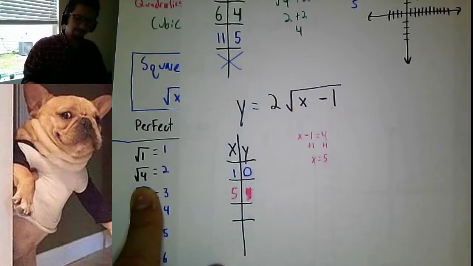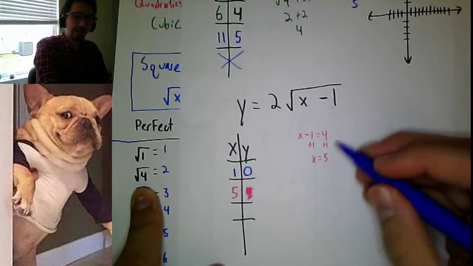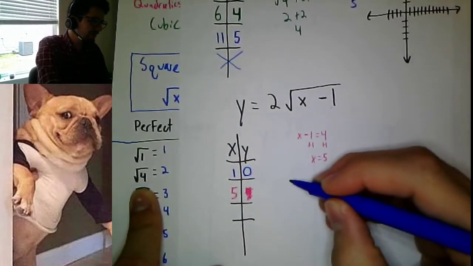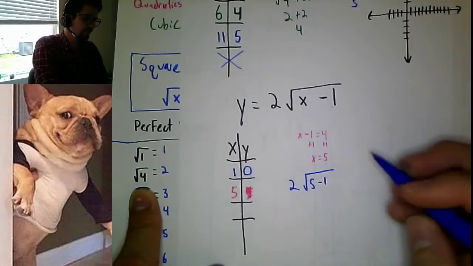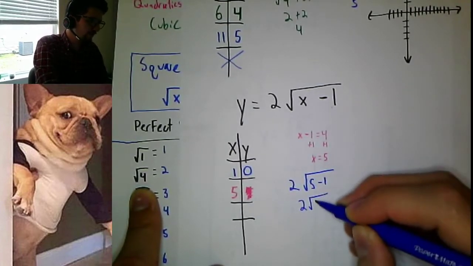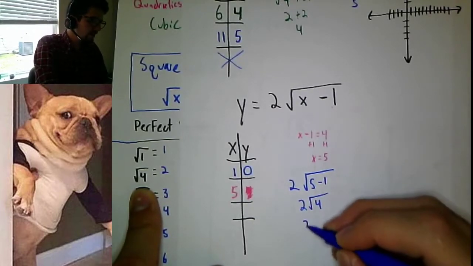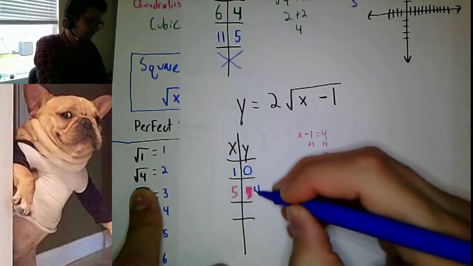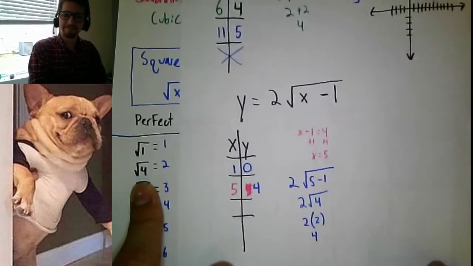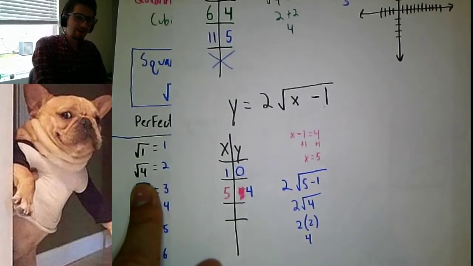I'm being very silly. If I plug in 5, then I get 4. So my equation would be 2 times the square root of 5 minus 1. That simplifies to 2 times the square root of 4. What's the square root of 4? 2. What's 2 times 2? 4. Oh, so I do get 4 either way. Great. That was convenient.